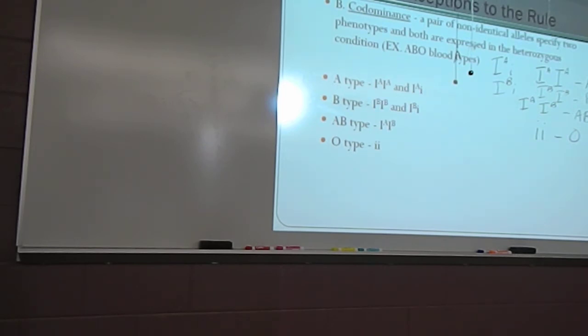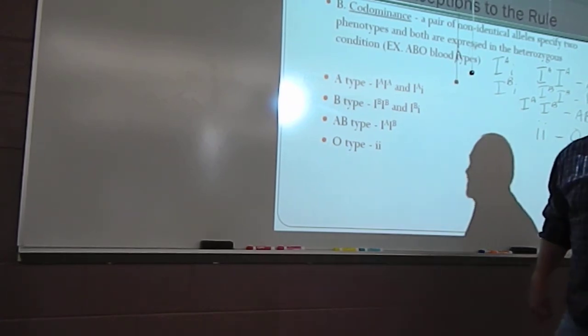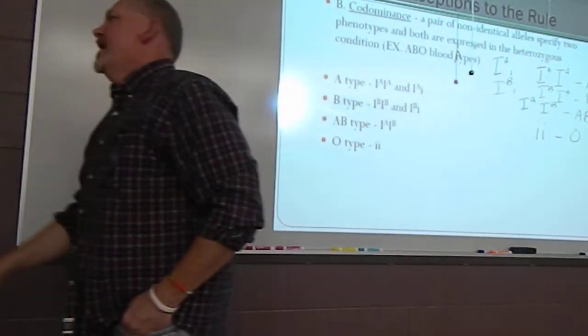But A is normally, I think, the most abundant, A positive. Others fall in, but AB is usually the rarest of blood types. Okay. Any questions about blood type?